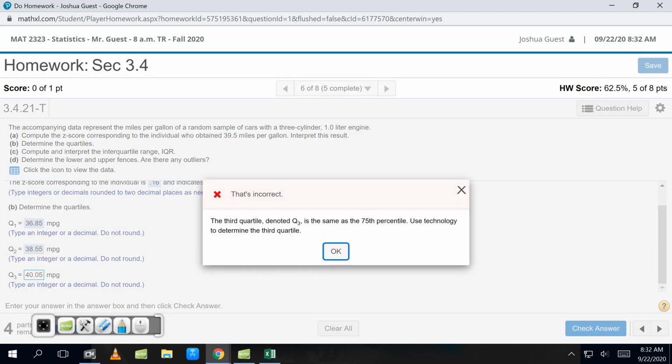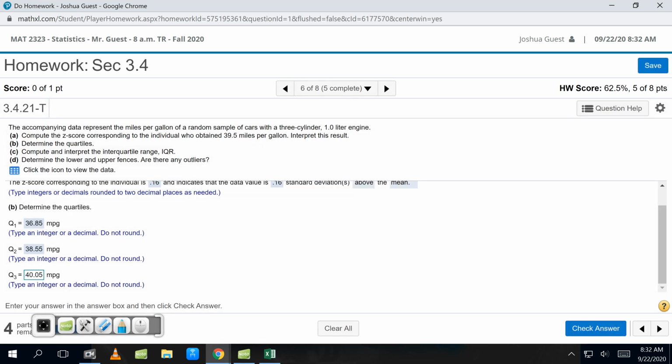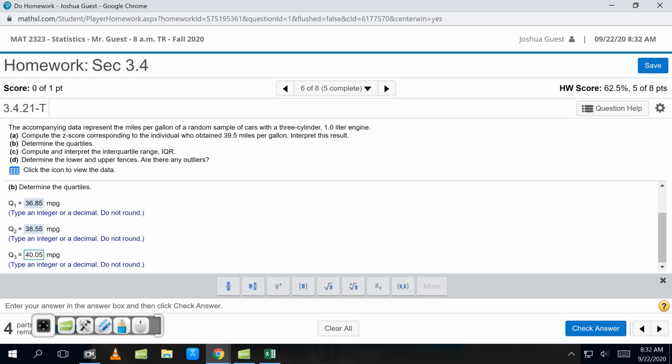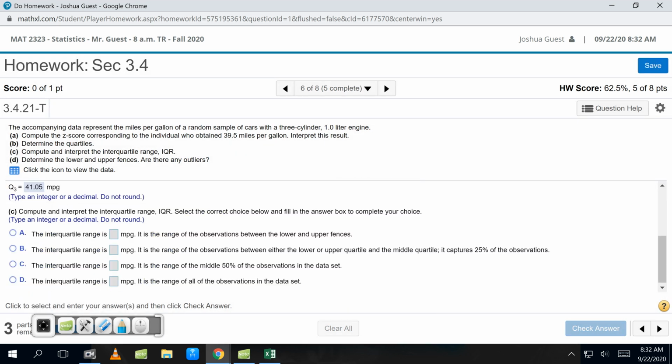And that's incorrect, 40.05. So what did we do wrong there? 40.6, 41.05. 41 is 41. I wrote down 40, but it was 41, right? It's between 40.6 and 41.5. 40.05 is below both of them. 41.05 is there, so that should be the correct one. There we go.